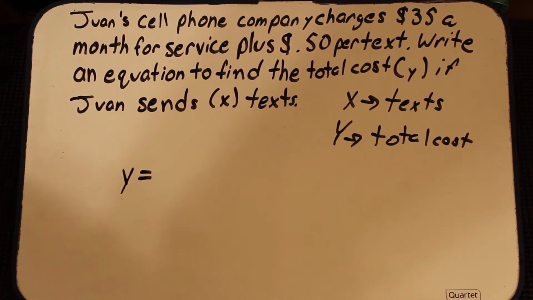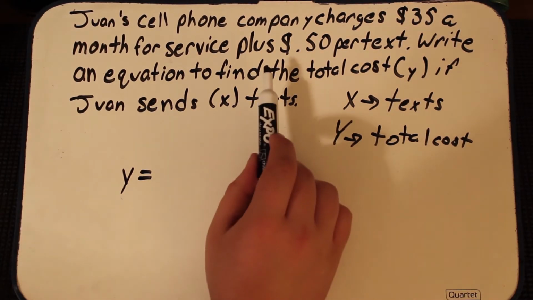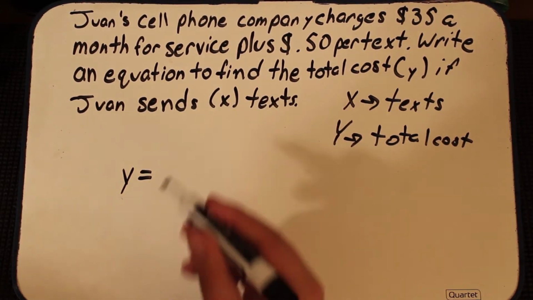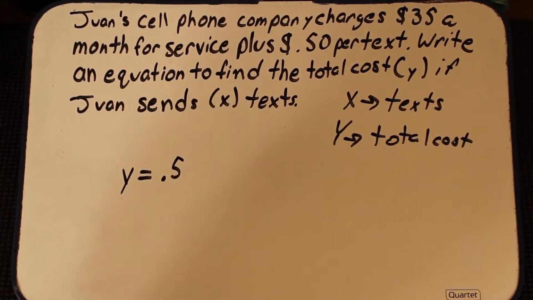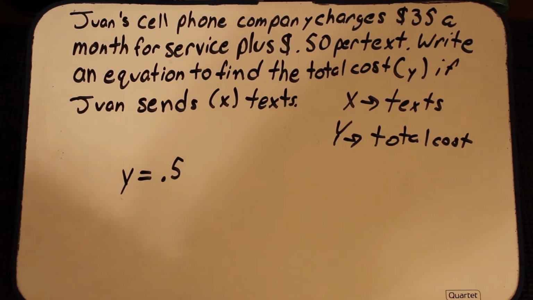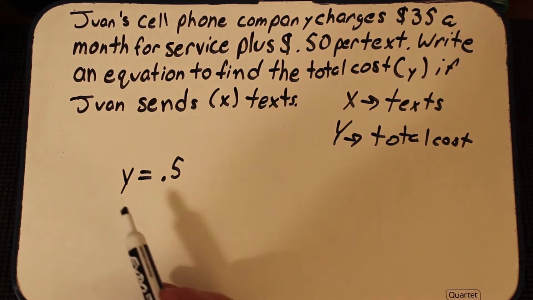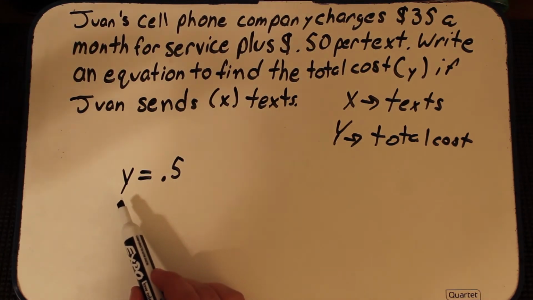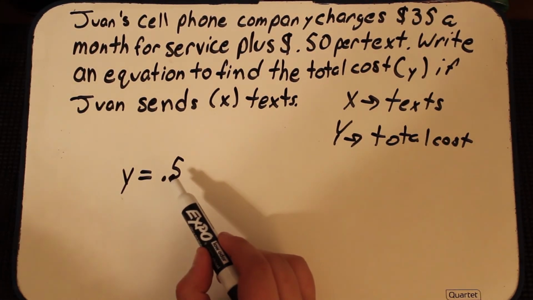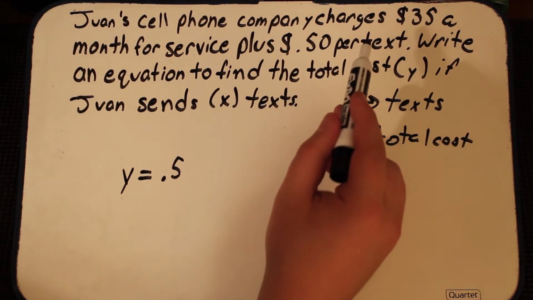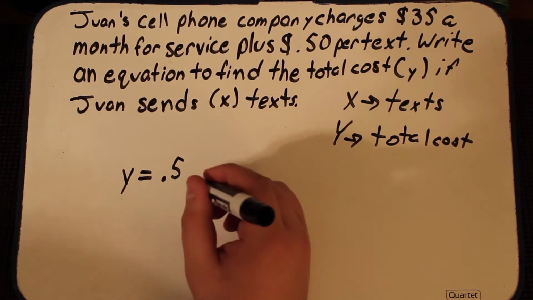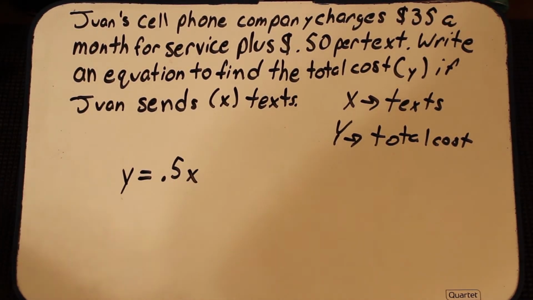Next thing I'm going to be looking for is the rate of change. Well, I see here that it's 50 cents per text. So the first thing I'm going to do is write down my 0.5 or 0.50. You could even do 1/2, whatever works for you. I'm going to use 0.5 in this case. So we now have our total cost, what we're trying to find, equals our rate of change. But what is our rate of change multiplied by? Well, it's 50 cents per text. So I'm going to multiply this 0.5 by x.